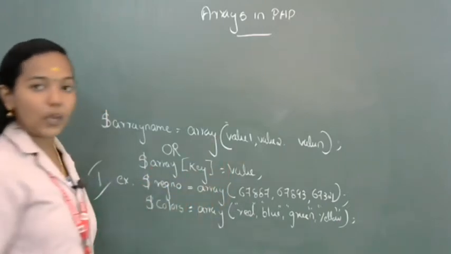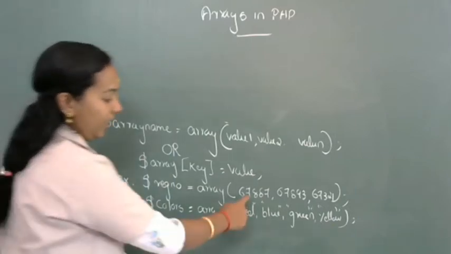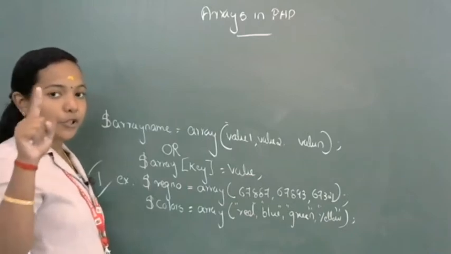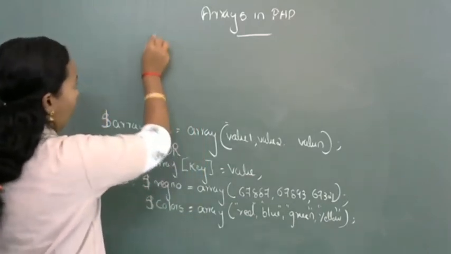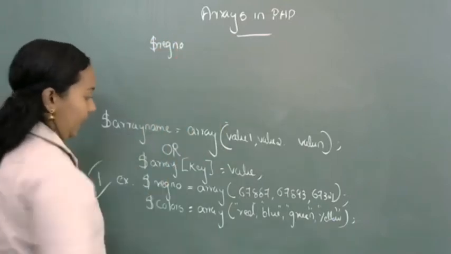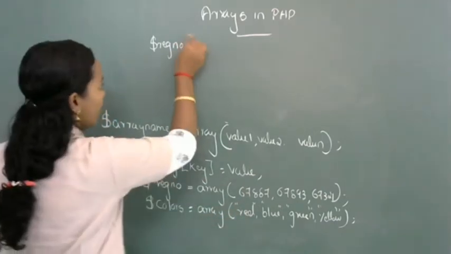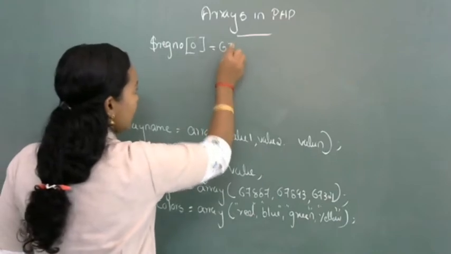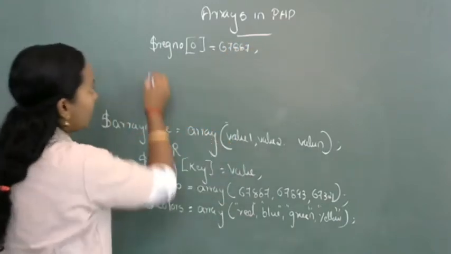$array[key] is equal to value. You know the first, what is this key? 67887 is the first element. That means the position is 0. So we can write like this: $register_number is the array name. What is the first value? First value or 0th location. $register_number[0] is equal to 67887.